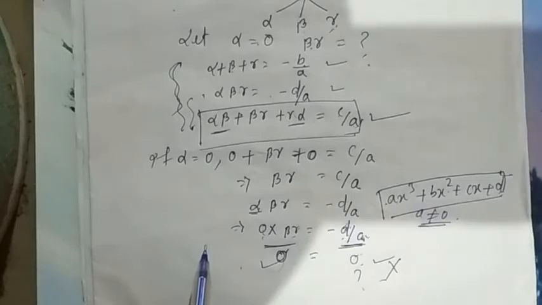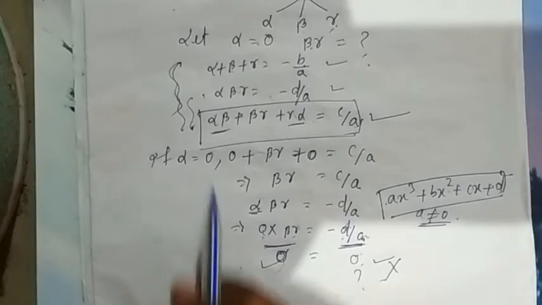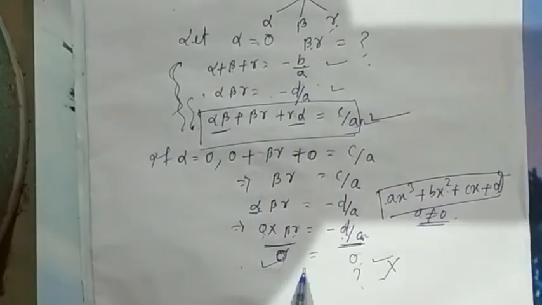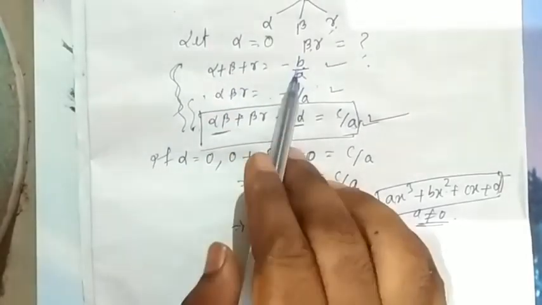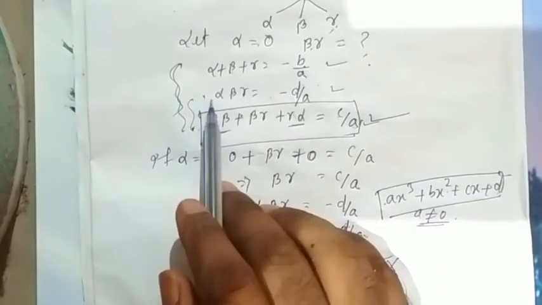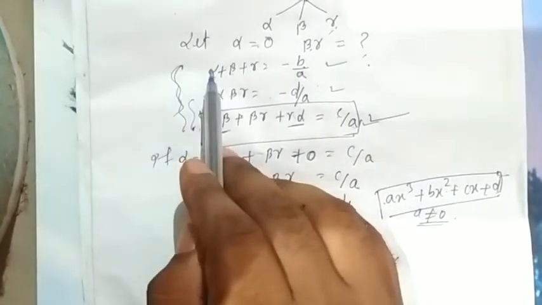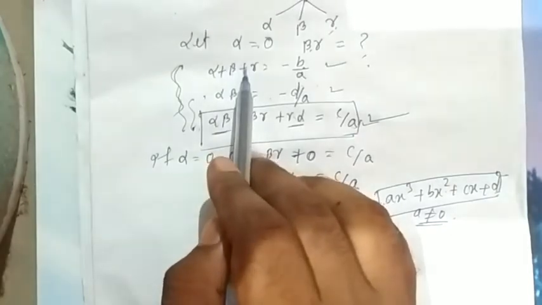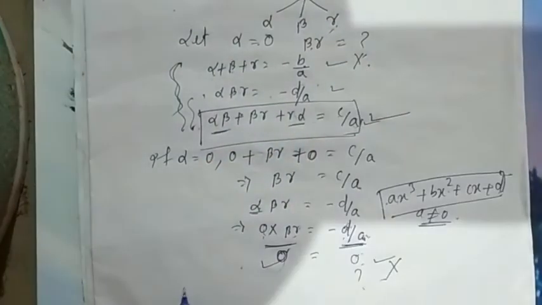Whatever values of alpha, beta, gamma you take, if you substitute in these three conditions, the left hand side and right hand side values will be equal. That means the condition will be satisfied. Here you cannot apply the first condition in this question. If you substitute alpha value 0, then you will get beta plus gamma, but you will not get beta into gamma. So you should not apply this condition. Our case is either this condition or this condition.